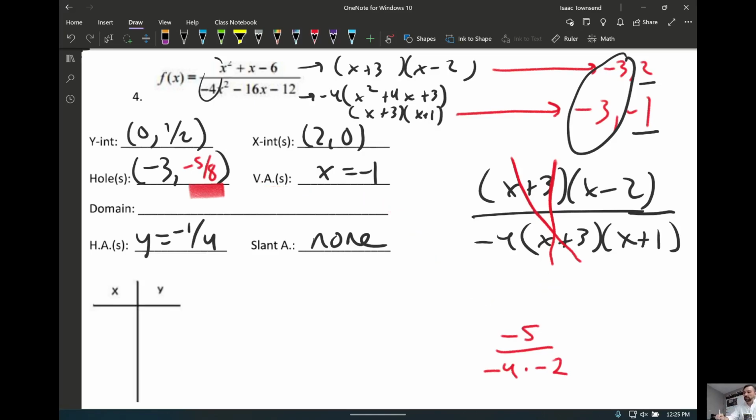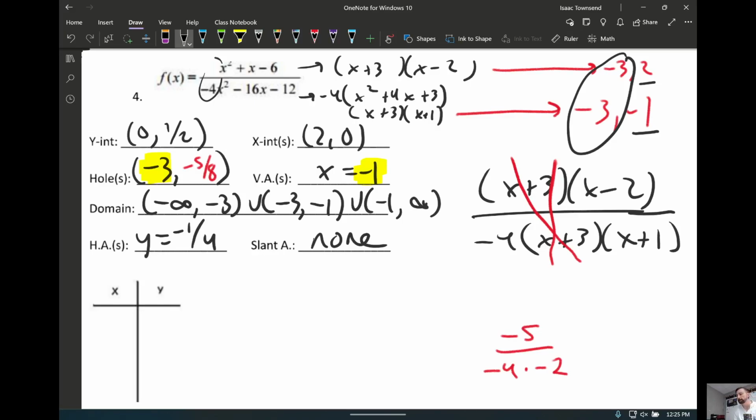The domain, come back and do after the graph if you want to, but I can see there's 2 numbers I need to take out of the domain. There's 2 numbers that don't give us a y value on the graph. So the first one I would skip is negative 3, and the next one I would skip is negative 1. So that's what the domain is going to be.